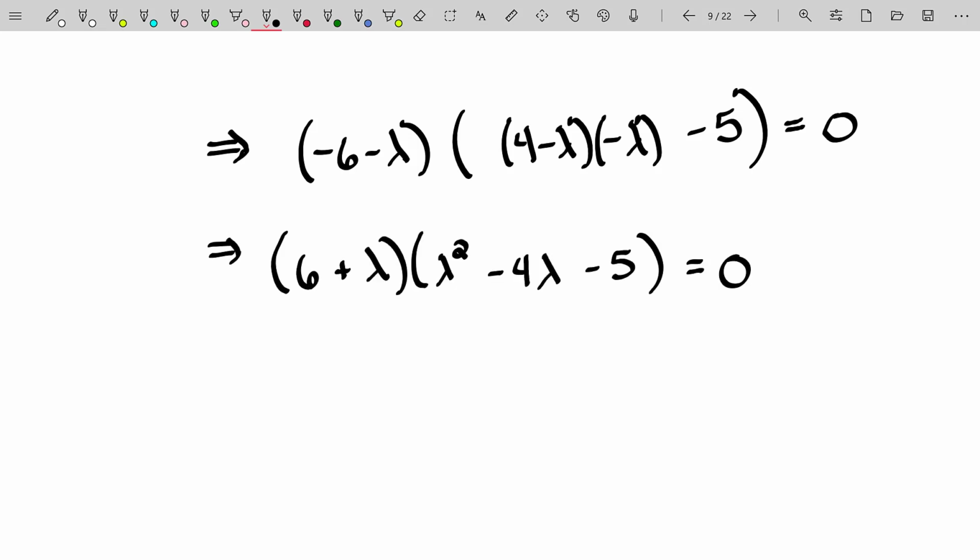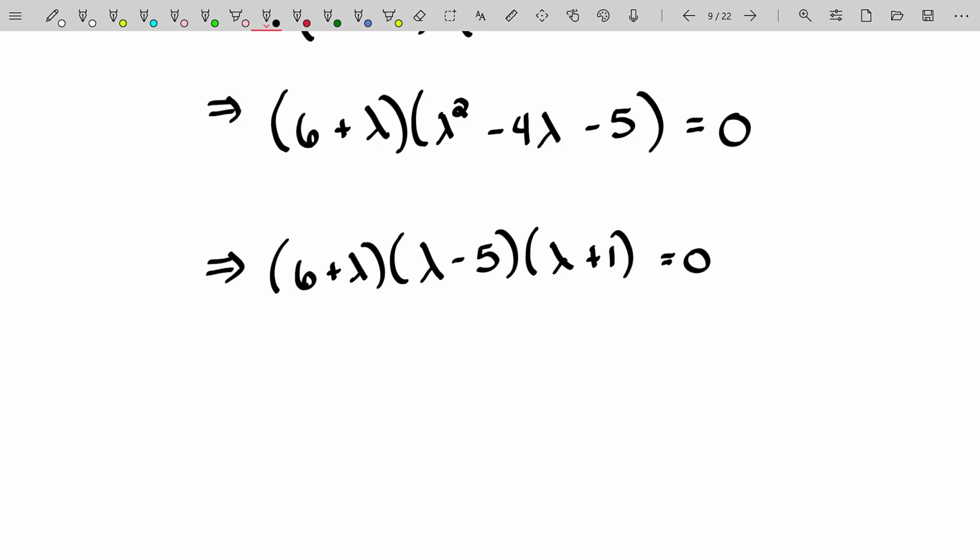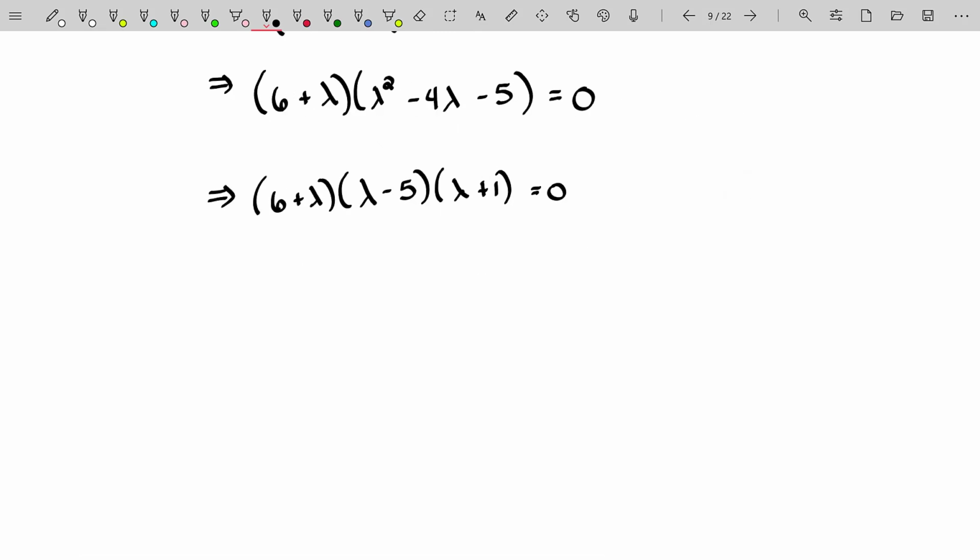Always remember to check your arithmetic. There is always a chance for ruining things through bad arithmetic. I do it all the time. And we find our eigenvalues are -6, 5, and -1.